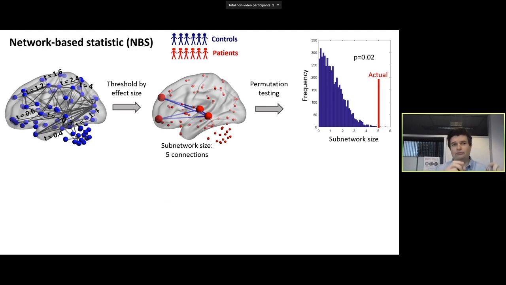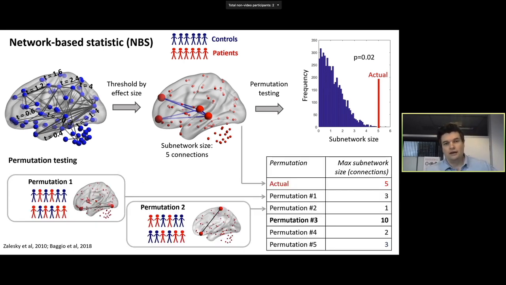So just to recap, the idea is we once again test our hypothesis at every edge. It is done independently in the sense of mass univariate testing. We apply a threshold to identify the edges with a minimum effect size, and then among those edges we seek to identify connected components. And in this example, we find a component of size 5. Then permutation testing, as I've shown here, can be used to ascribe a p-value to that component. This involves shuffling patients and controls, and then repeating this procedure again and again to build up an empirical null distribution.